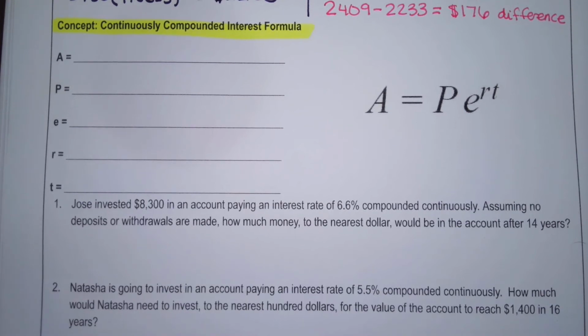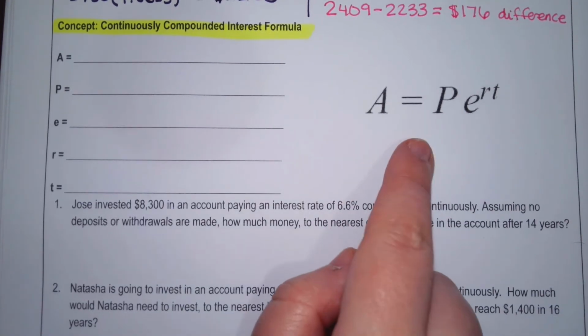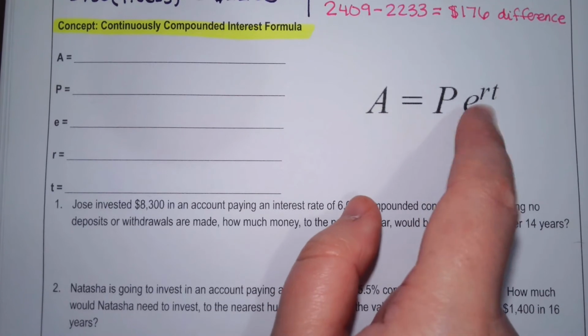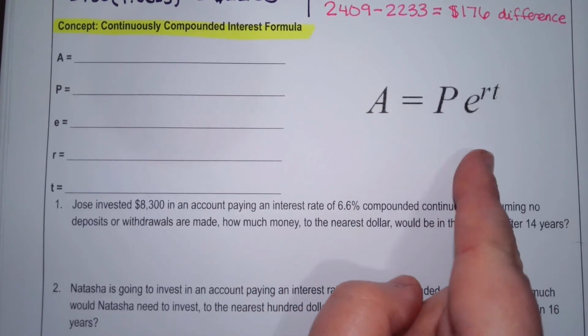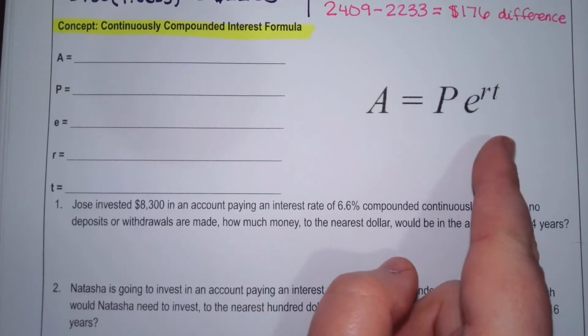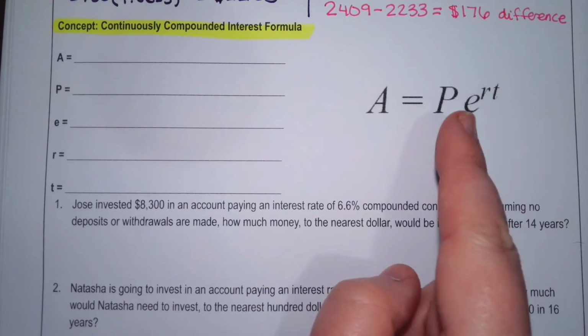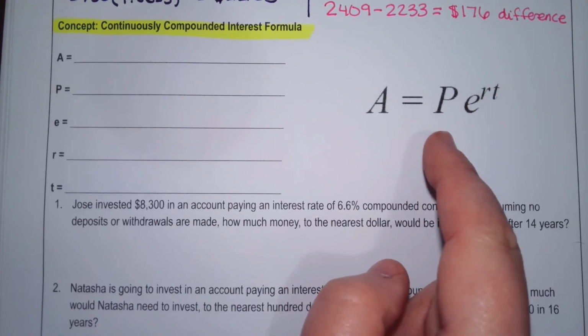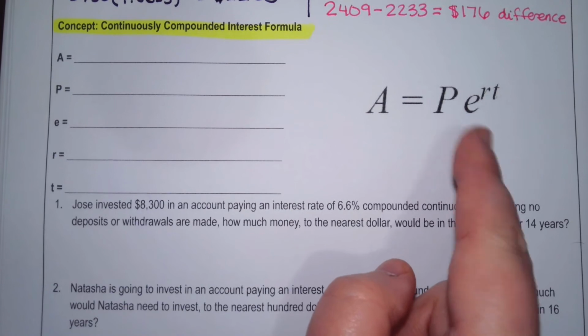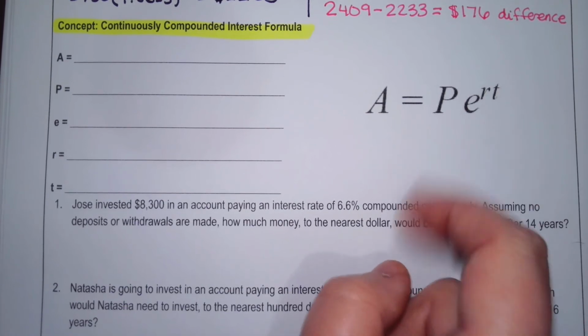So here's our formula. A equals P E R T. You will also hear it referenced as the PERT formula. So if you hear me say PERT, or you hear anywhere else refer to it as PERT, this is why: it kind of spells out PERT.